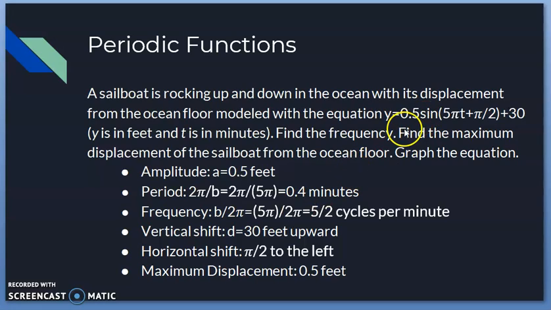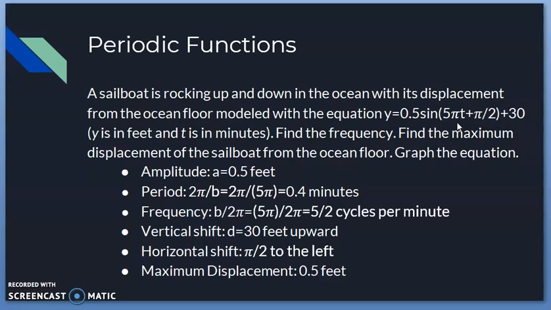So next, we're asked to find the maximum displacement of the sailboat from the ocean floor. Maximum displacement is equal to the amplitude, so it's just 0.5 feet in this case. Some more information: the vertical shift is d, and this is 30 feet upward. The horizontal shift is pi over 2 to the left.